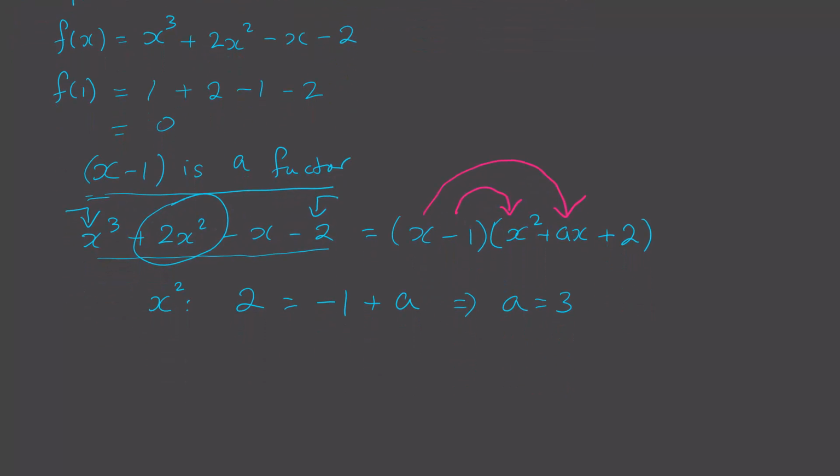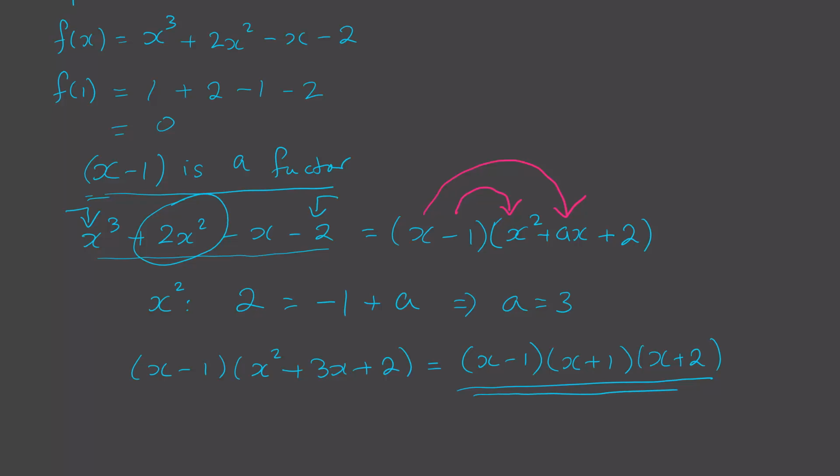So what we have is x minus 1, x squared plus 3x plus 2, and we can factorize x squared plus 3x plus 2 into x plus 1, x plus 2. So that is our cubic completely factorized.